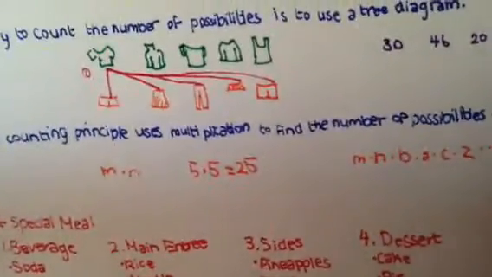According to what we just said about the fundamental counting principle, the definition is: if an event occurs in m ways and another event occurs in n ways, then the total possible outcomes of these two events will be m times n ways. So this is an example that shows the definition of the fundamental counting principle.